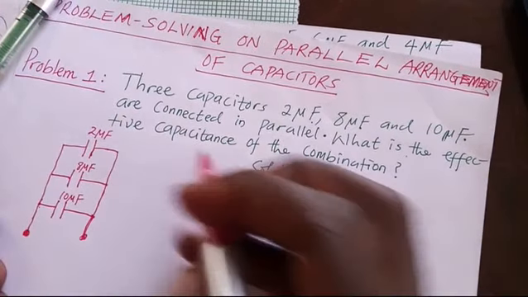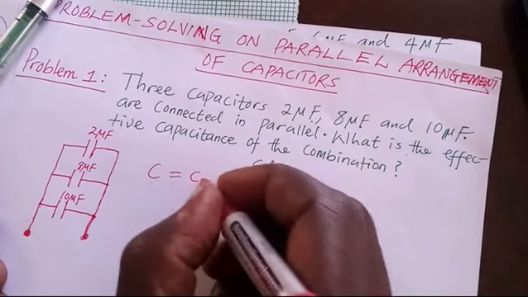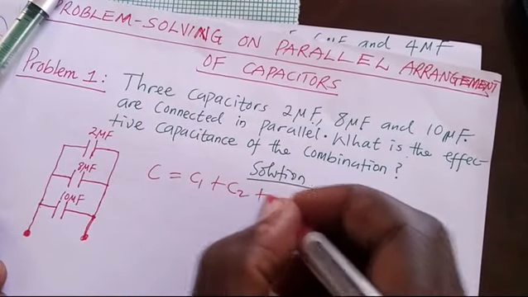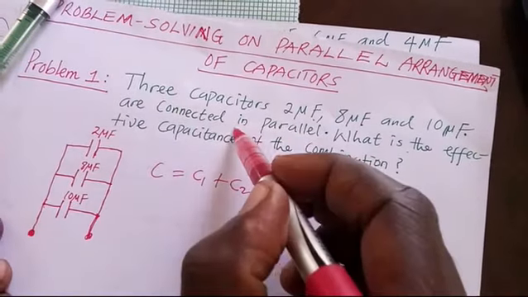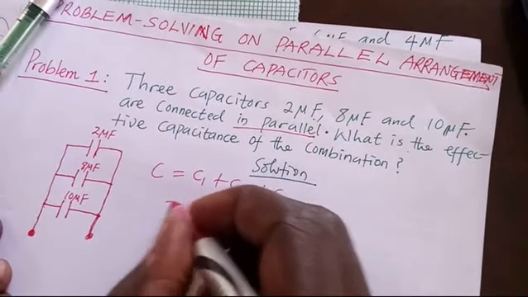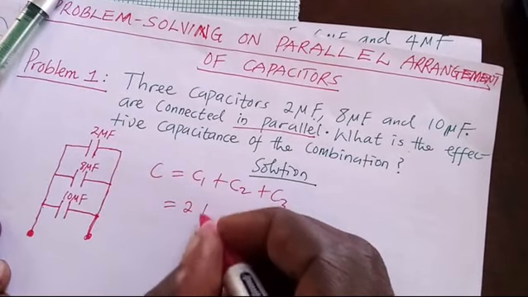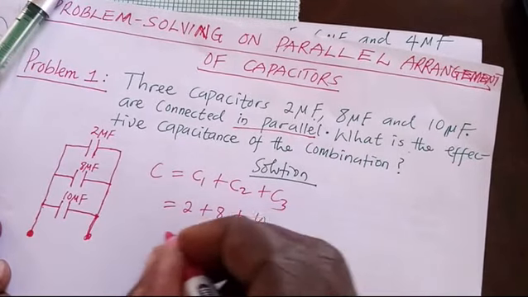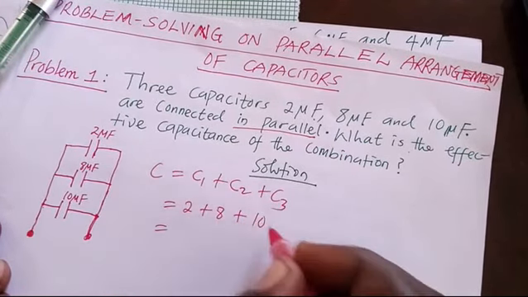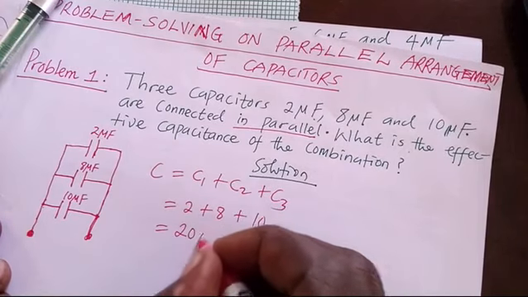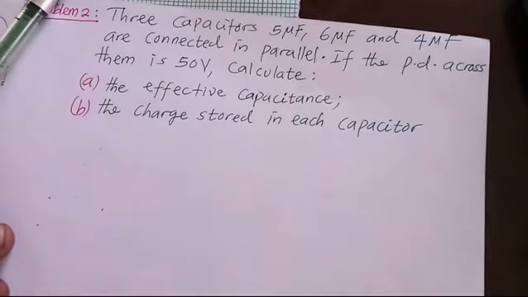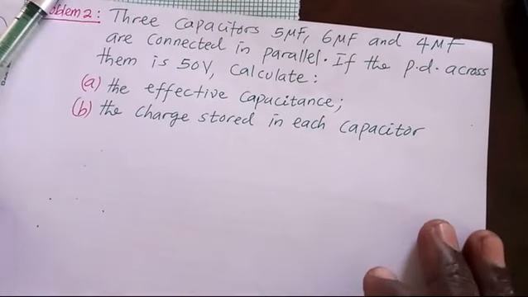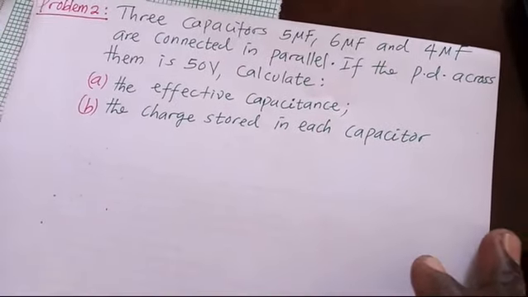Now, what is the effective capacitance? Simple. C is equal to C1 plus C2 plus C3, according to the formula for parallel arrangement, since they said they are connected in parallel. So you add 2 plus 8 plus 10, and you have 20 microfarad. That's it. That's the total capacitance. With this, we have solved problem 1. Moving on, we go to problem 2.